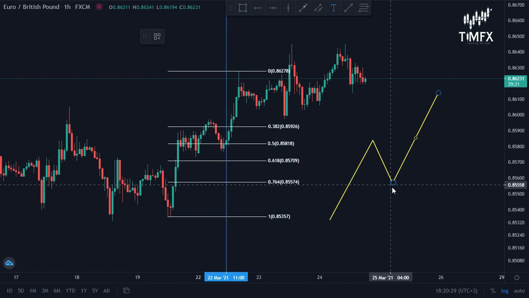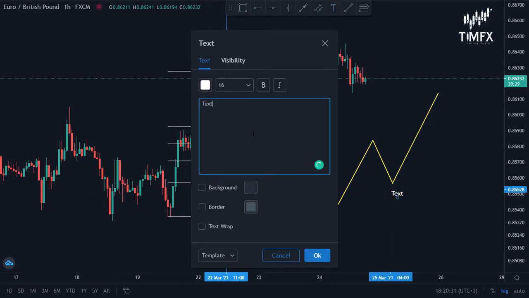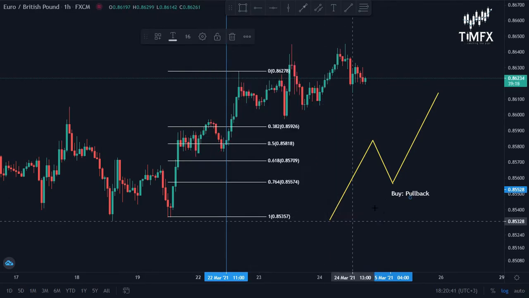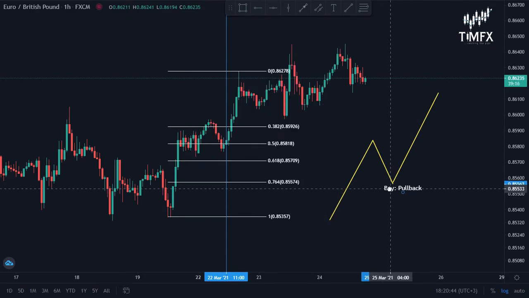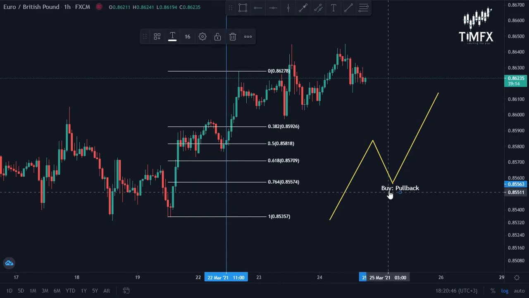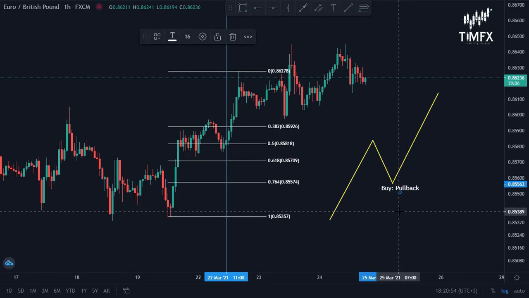This point here is the pullback. Buy at pullback. So on an uptrend you buy at this point so that you take a profit up, and your stop loss will be below.